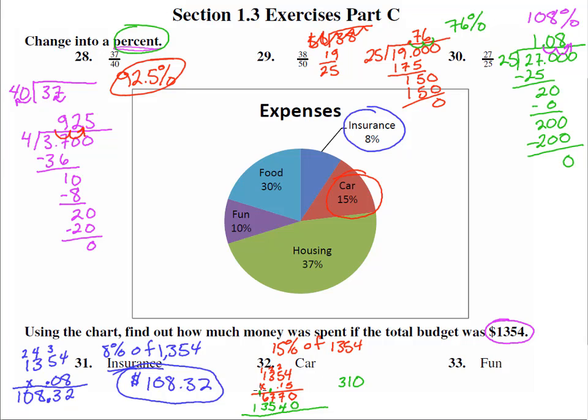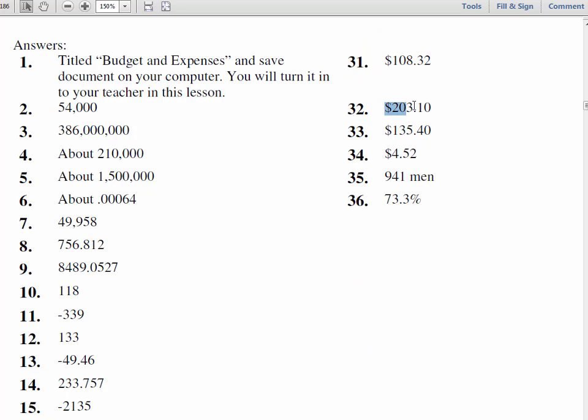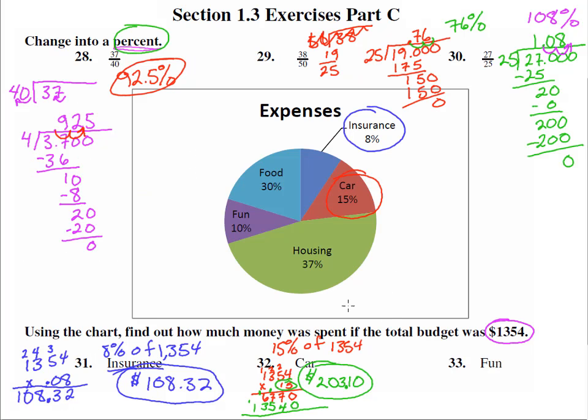Carry the 1 right up here. 6 plus 3 is 9, plus 1 is 10. Carry the 1. And a 2. So, how many decimal places were here? Looks like there were 2 of them. So, put it right there. And the dollar sign. So, it looks like the car, $203.10. Let's check our answer. Yes, $203.10.